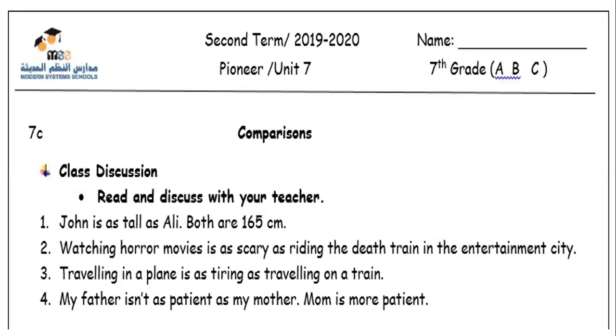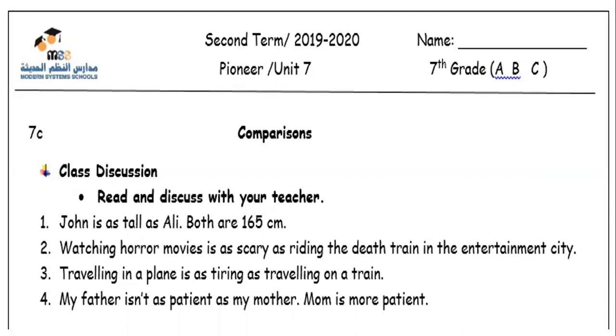So again, you should remember what we said in the previous video about the pattern of positive and negative sentences. In other words, equality and inequality sentences. So let's get started with the first sentence. Our first sentence is John is as tall as Ali. Both are 165 centimeters. So our subject here is John, our verb is "is", and we have the "as tall as" combination, and of course our object, Ali. So it's like saying John and Ali's height are equal.